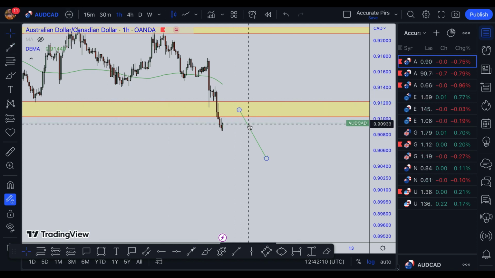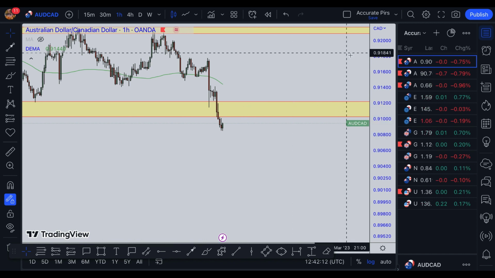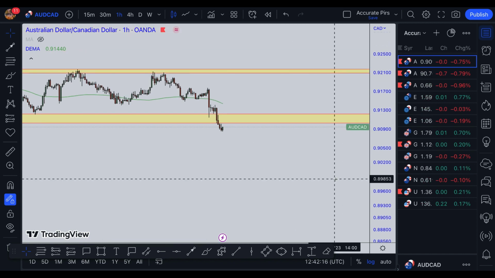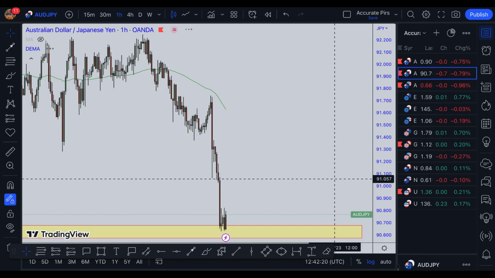Keep our eyes on that. But I don't think I'll be getting into that trade this week unless we have any candlestick patterns that I like. For now, I'll leave that.